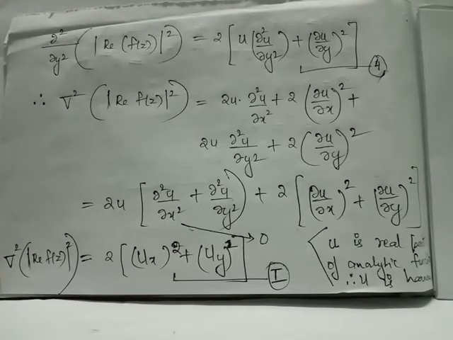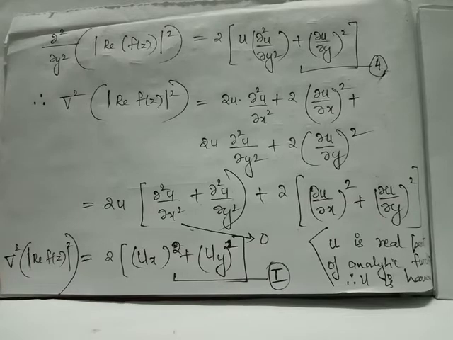We obtain equation 4 when we apply product rule on the RHS of equation 2. We add up equations 3 and 4 so as to obtain del square applied over modulus of real part of f of z the whole square.